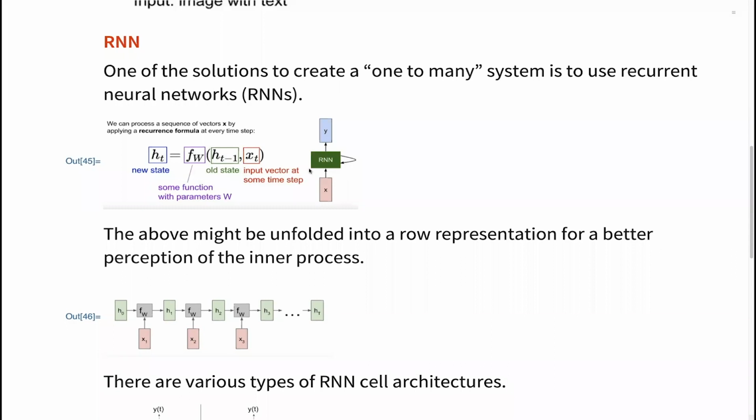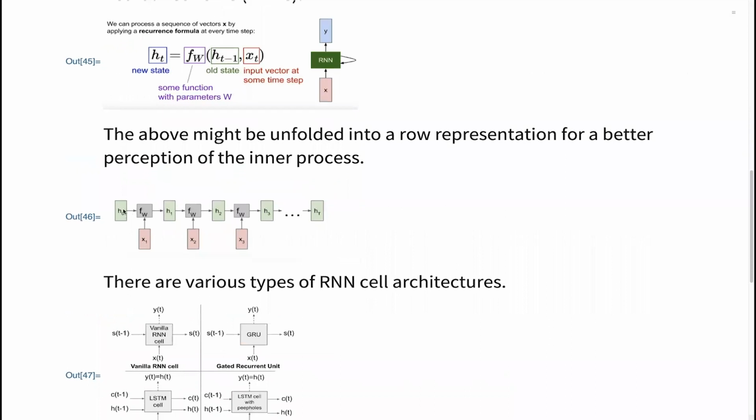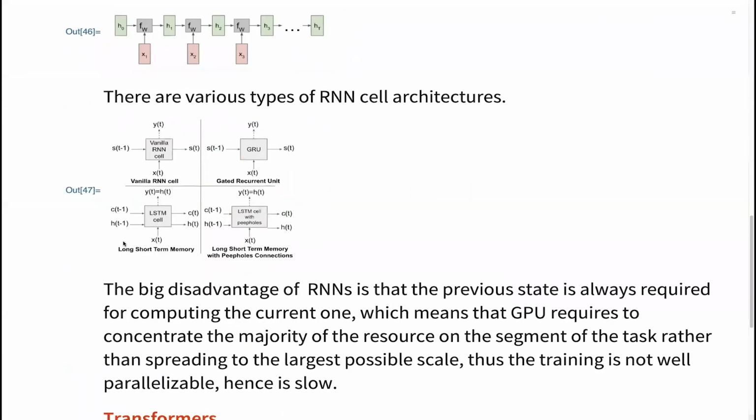So if we try to represent this X here as an input sequence and Y as an output sequence, and we just unfold this, what we have here is X's as the sequence of inputs, H's are our states, and F's are the functions that process both of them and produce a new state. So there are various types of RNN, so-called cell architectures.